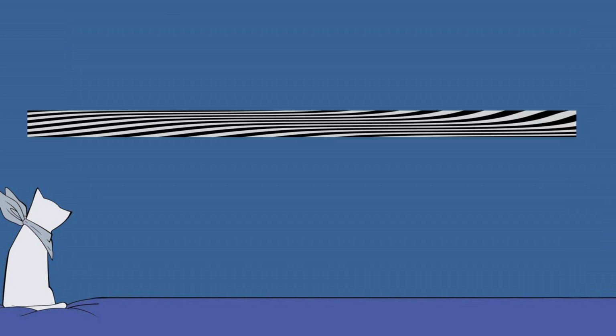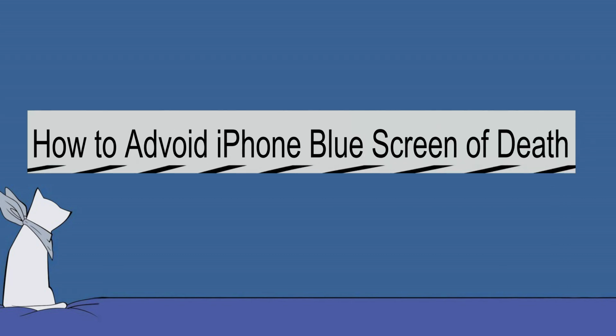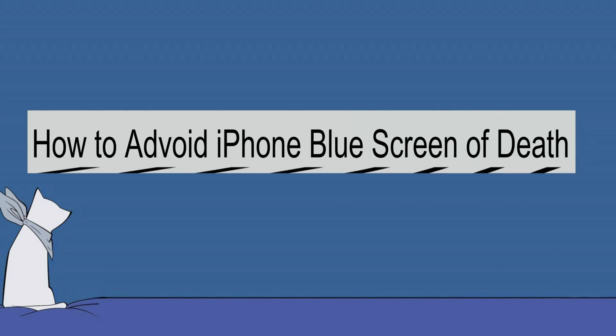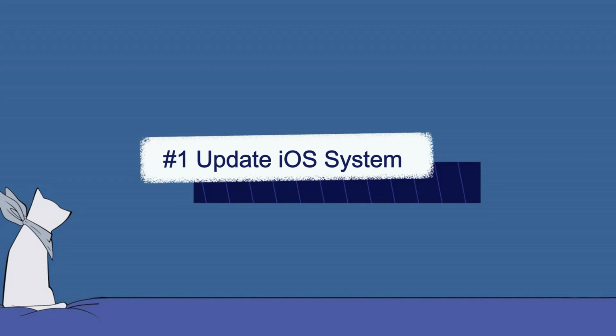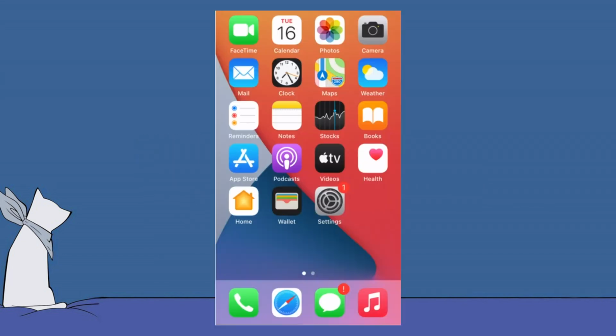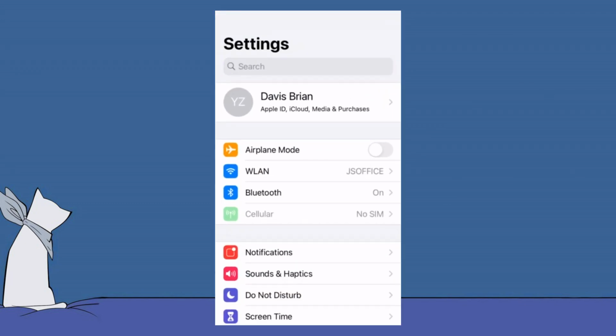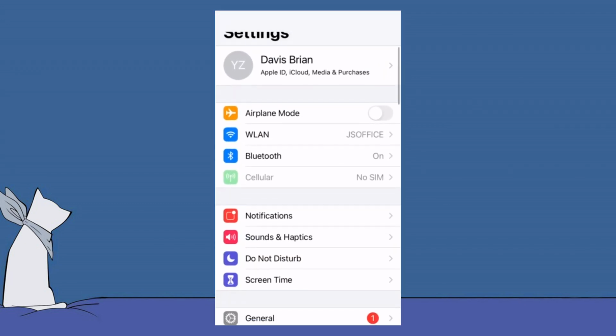If you want to get better experience when using iPhone, you can follow these tips to avoid iPhone blue screen of death issue. Way 1, update iPhone operating system to the latest version. Outdated iOS may cause bugs and result in an annoying issue.